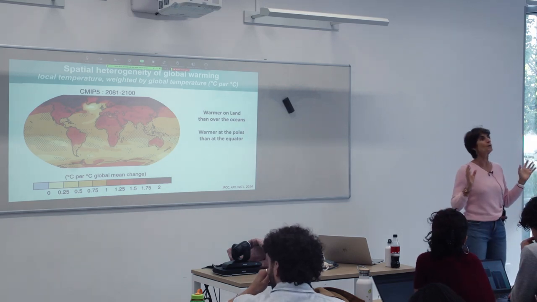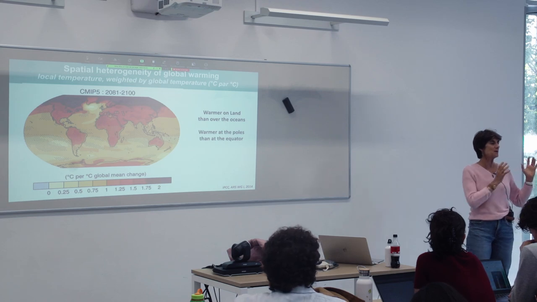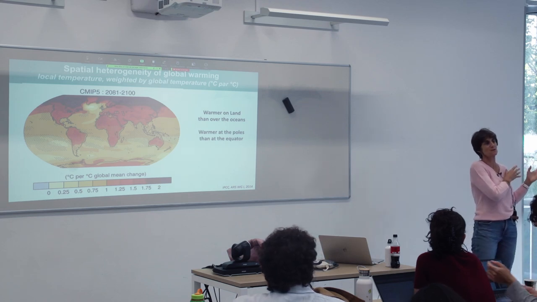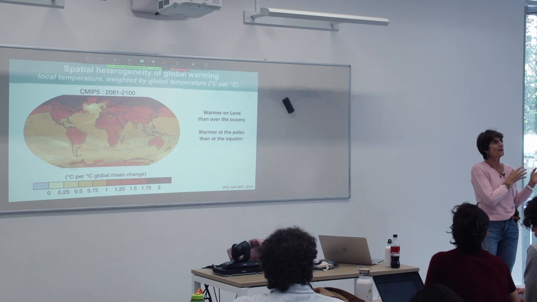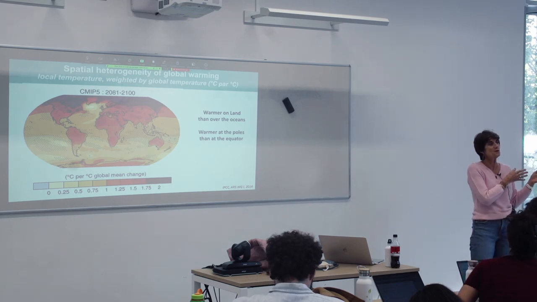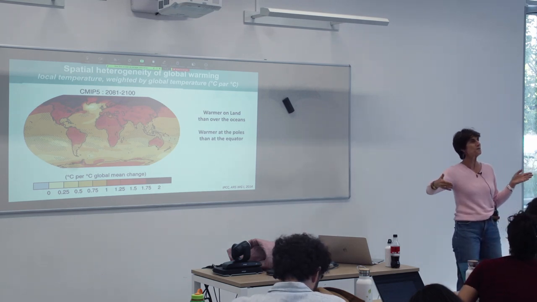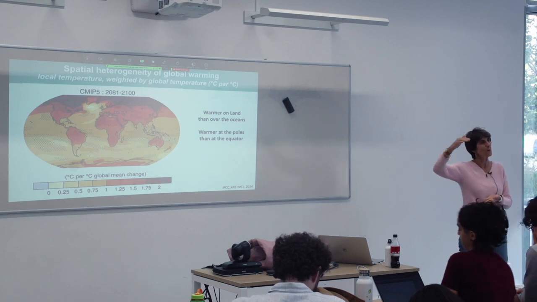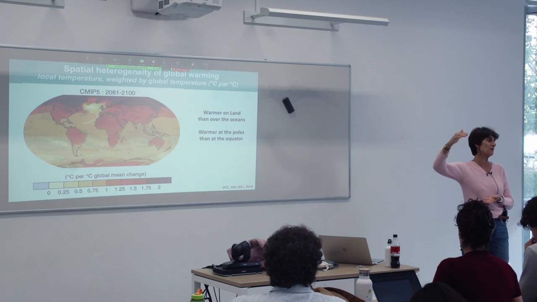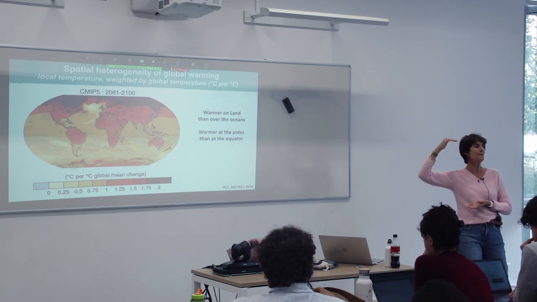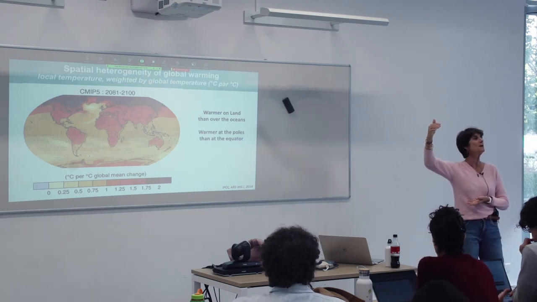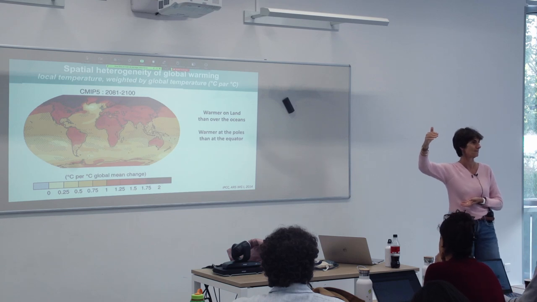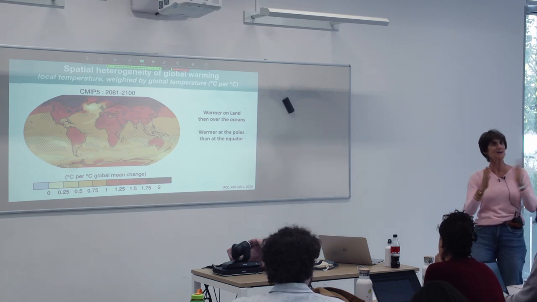So it was 4 degrees colder 20,000 years ago, okay? And to go from this -4 degrees to what we have today, it took 20,000 years. And now we have done 1.2 in 150 years, and we may do +3 degrees in 250 years. So the time scale is completely different. Yes?